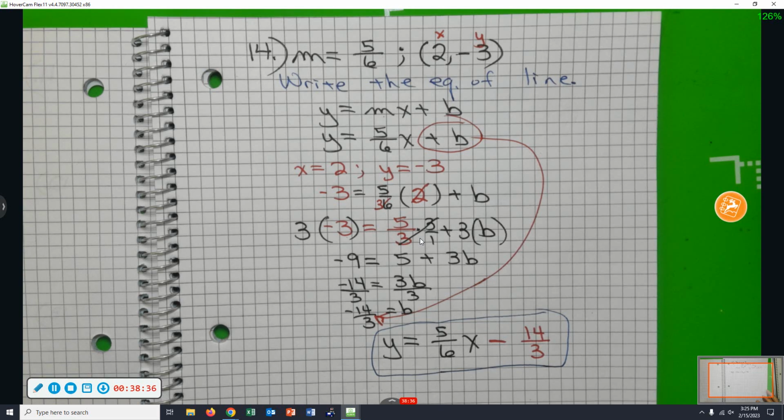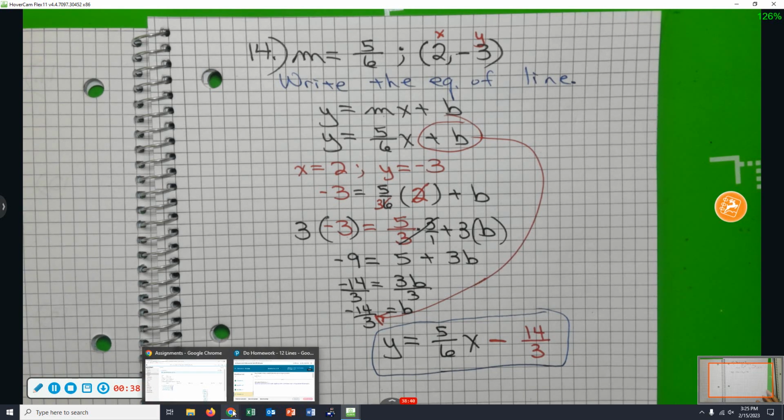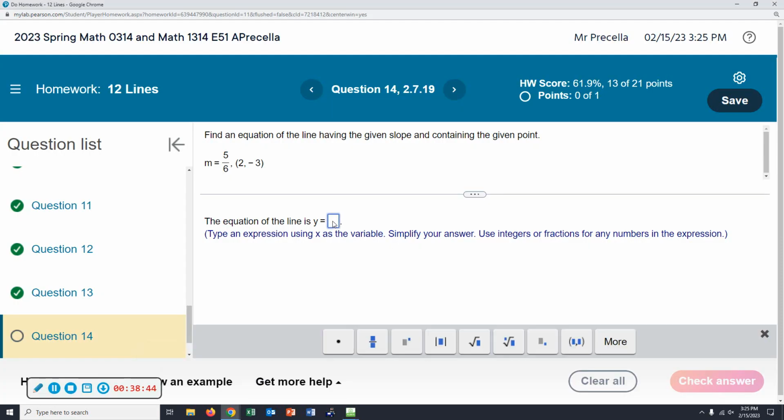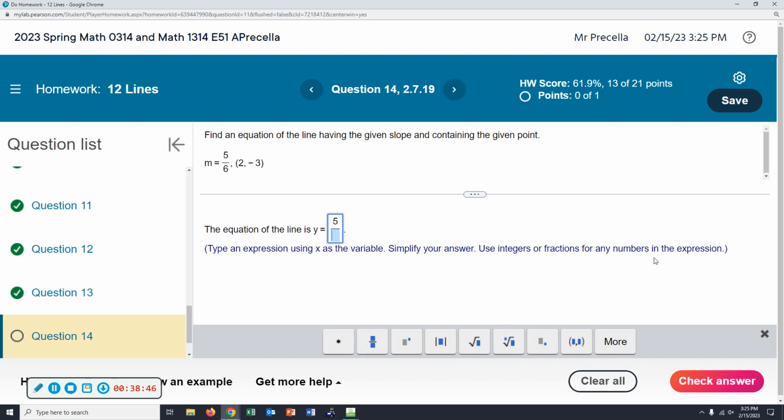I agree. Any questions there? It looks terrible now that I really look at it. It's just hard to believe those penmanship awards I won. I know. And I tell you, 5/6 x minus 14 thirds.